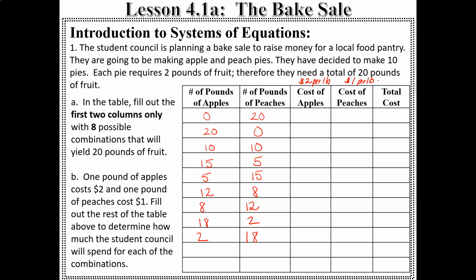So now I want you to fill in the rest of the table. So for example, for the first one, if you have 0 apples, then you're not going to pay anything for them. If you have 20 peaches that are $1 per pound, you're going to pay 20, so the total is 20. So go ahead and fill in the rest of the table. Stop the video and fill in the rest of the table. Okay, so stop and check yourself and make sure you have that all filled in.